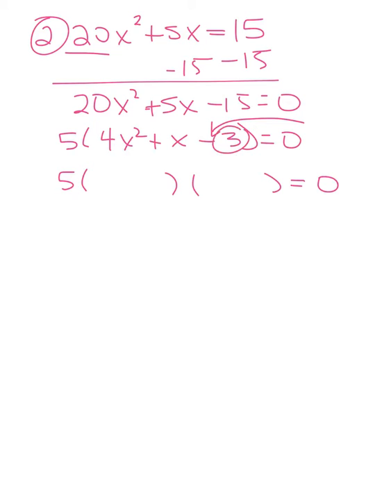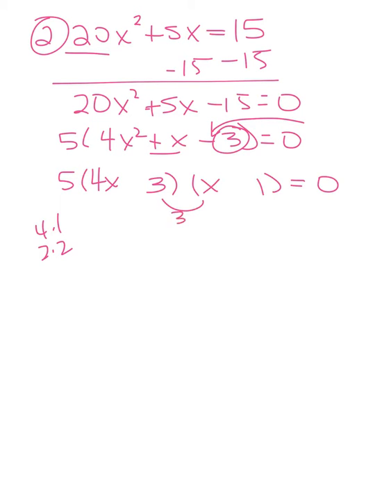I know that factors of 3 are 3 and 1, so I'm going to put that there. I know that for sure. Factors of 4, I'm going to have 4 and 1 or 2 and 2. So you need to come up with a combination with 3 that when I subtract, I end up with 1. And that combination will be 4 and 1. So my 4 goes here, and my 1 goes there.